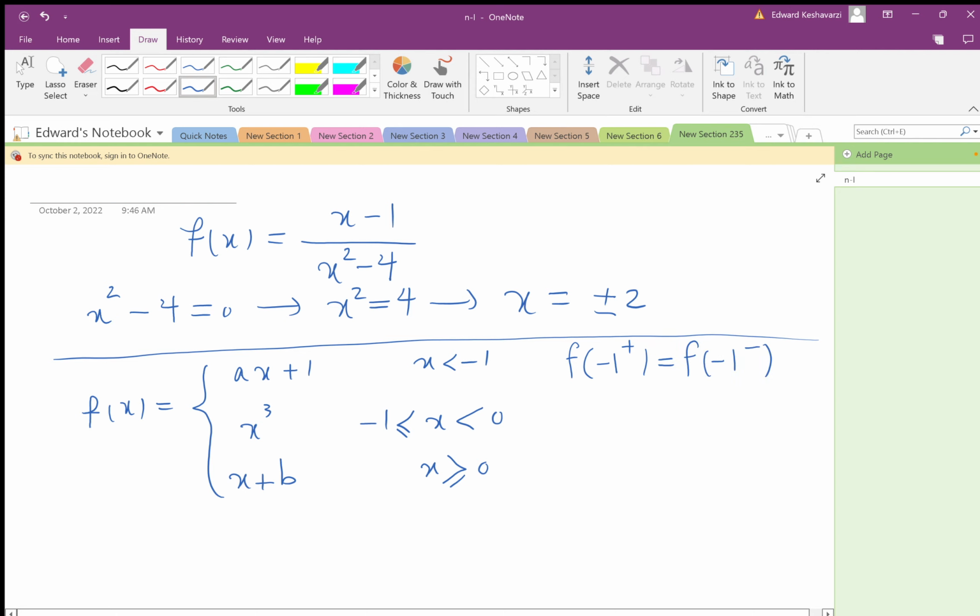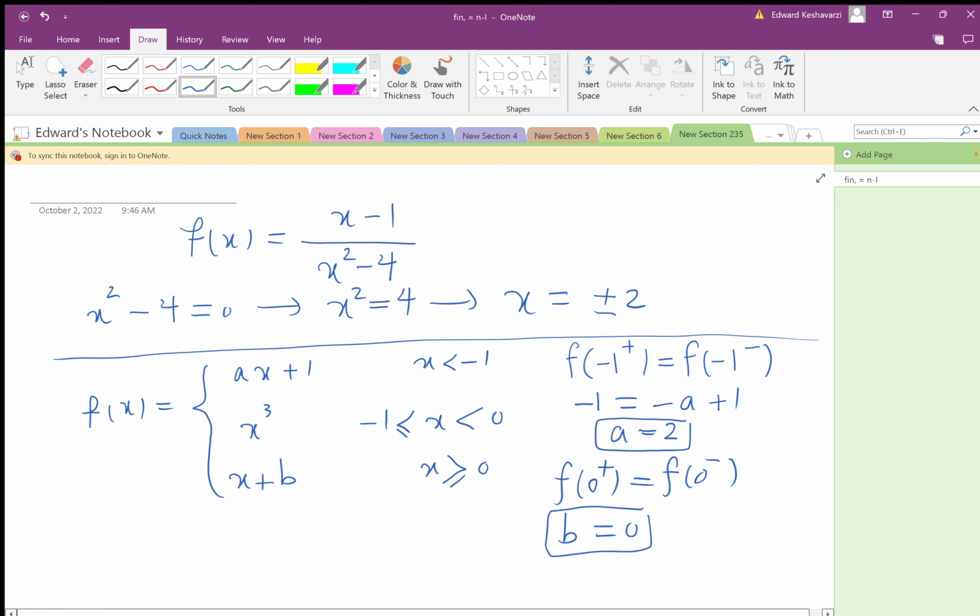We know that function is continuous at -1, so left and right limit must be the same. What is the right limit at -1? -1 cubed, which is -1. What is the left limit at -1? It's -a plus 1. From here, a becomes 2. Also, since this function is continuous for all real numbers, it should be continuous at 0 as well. So f of 0 positive and negative must be the same. F of 0 positive should be b, and f of 0 negative is 0, so b is 0.